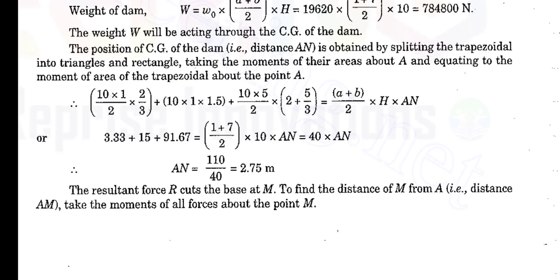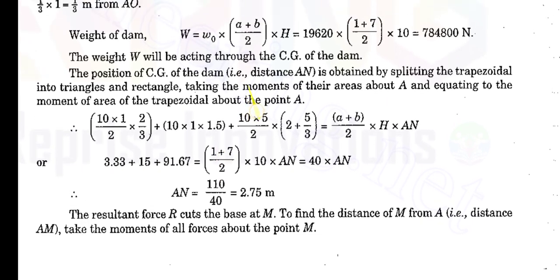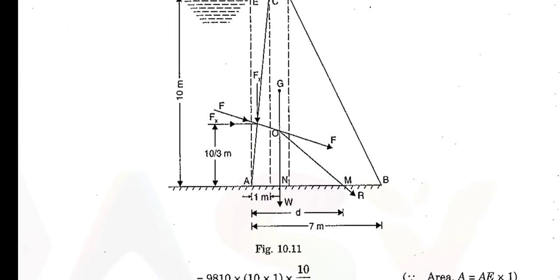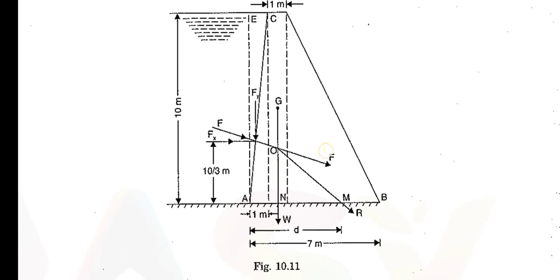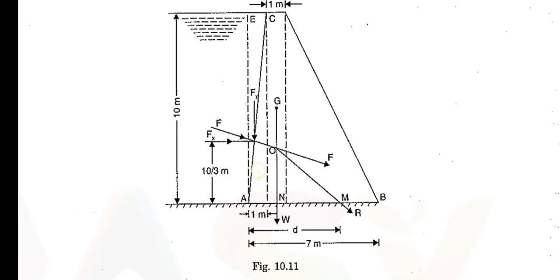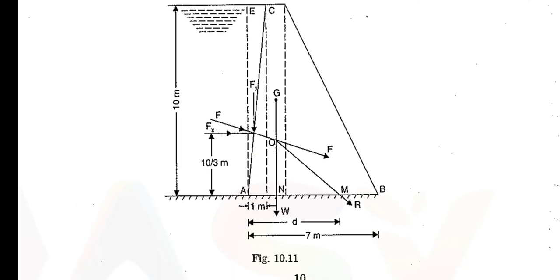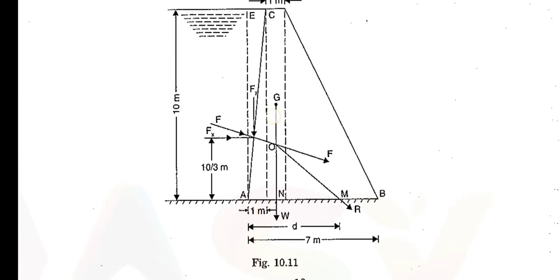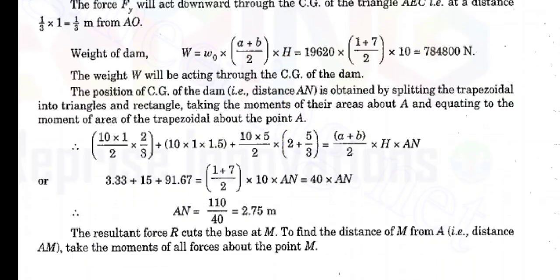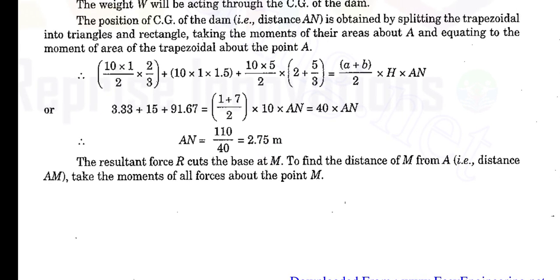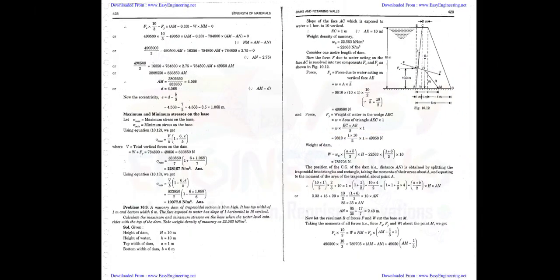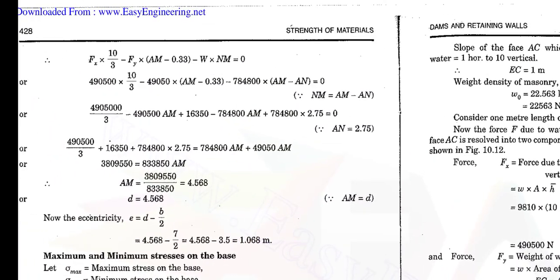Here there is no direct formula, but like in the previous chapters, you have to consider this triangle and this triangle, and then apply the formula: x bar is equal to a1 into x1 plus a2 into x2 plus a3 into x3, divided by a1 plus a2 plus a3, so that you can find out this G point from the A point. With this they have found it is 2.75 meters.